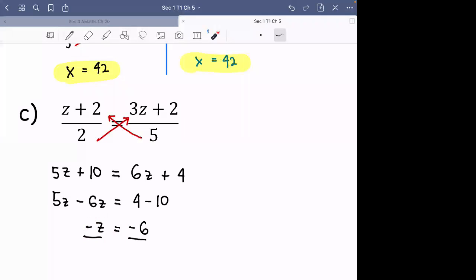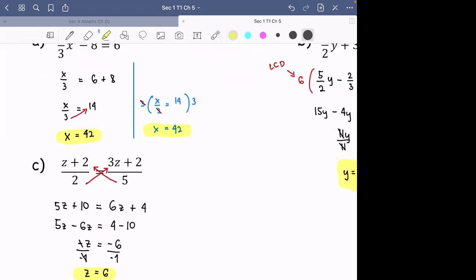Oh, it's negative 1, right? So we divide them by negative 1. Okay, so from that, we cancel the negative 1. So our answer is z is equal to 6. Okay, so that's it. So that's your answer there. Okay, so that's letter C.